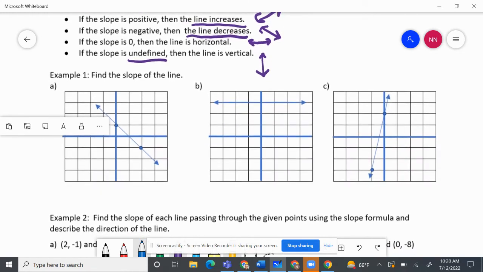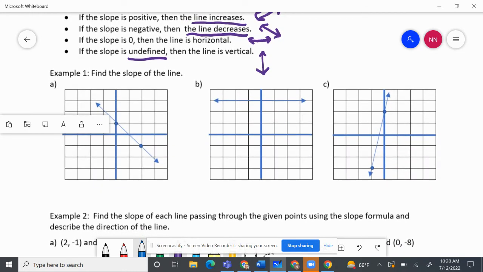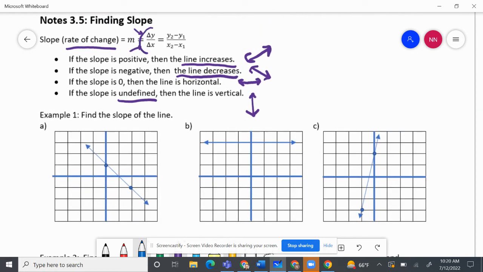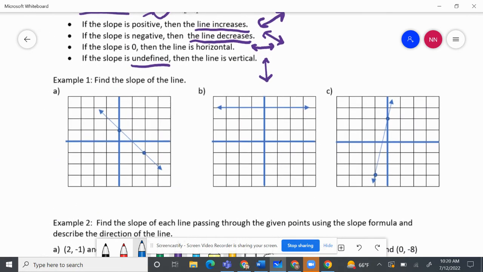So for example 1, we're going to be looking at 3 different lines, and we're going to determine what the slope is. So I'm going to use what we talked about yesterday and just use the change in y over the change in x. And the change in y, if I'm looking at it, it goes down by 2. And then for x, it goes to the right 2. So it's a positive 2. So that means my slope, remember the y goes on top, is negative 2 over 2, which is negative 1. So that right there is my slope.